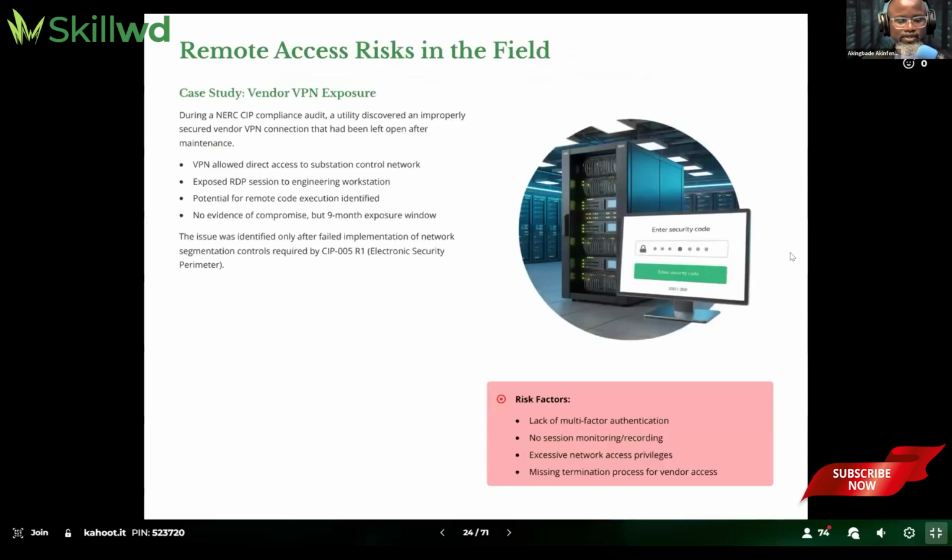Remote access risk in the field. You can see this is a good one also. During a NERC CIP audit, somebody discovered an improperly secured vendor VPN connection that had been left open after maintenance.